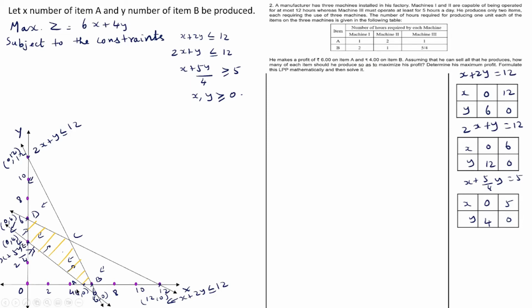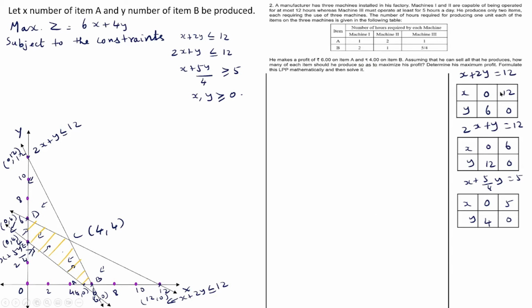So here we know the coordinates for A, B, D and E. To find the coordinates for C, if we draw this graph on a graph sheet, from the graph sheet itself we can get the coordinates for C as 4, 4. Or C is the point of intersection of these two lines. So if we solve the two equations, 2x plus y equal to 12 and x plus 2y equal to 12, we can get the coordinates for C.